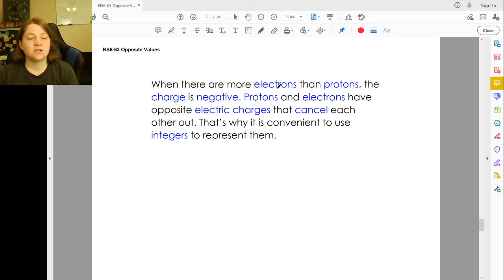When there are more electrons than protons, the charge is negative. Protons and electrons have opposite charges that cancel out, which is why we use integers to represent them.